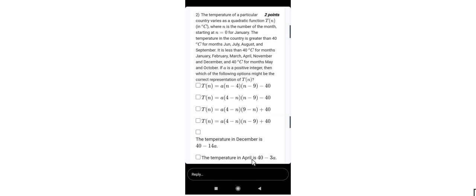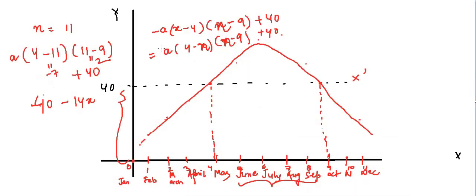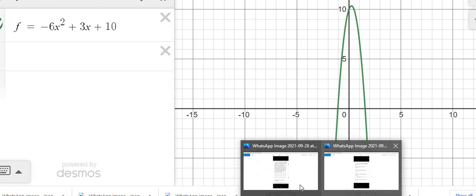Moving ahead, we have the temperature in April, that is 40 minus 3a. So let's see what the value of n is in April. It's 3. So again substitute the value of 3. This is going to be a times (4 minus 3)(3 minus 9) plus 40, and this is going to give you 40 minus 6a. Let's check whether this result is there or not. So 40 minus 3a is given, so our last option is incorrect.